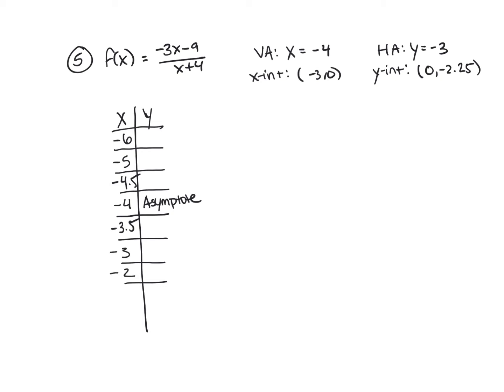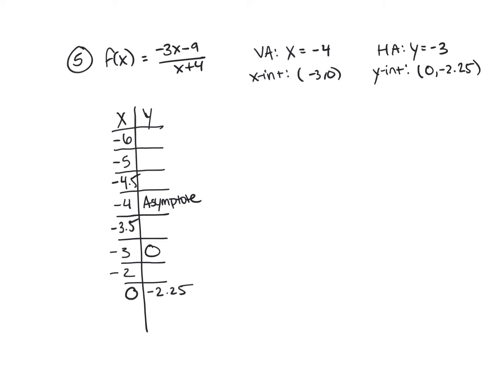My last thing is I'm always going to make sure that all of my intercepts are listed in my table as well, so I don't forget to graph those. I can see that my x-intercept is at negative 3, 0. I've got that right there, so I'll mark that in. Already done. Lastly, our y-intercept. We need an x value of 0 there, so I'm going to make sure to include that. And that y value was negative 2.25.